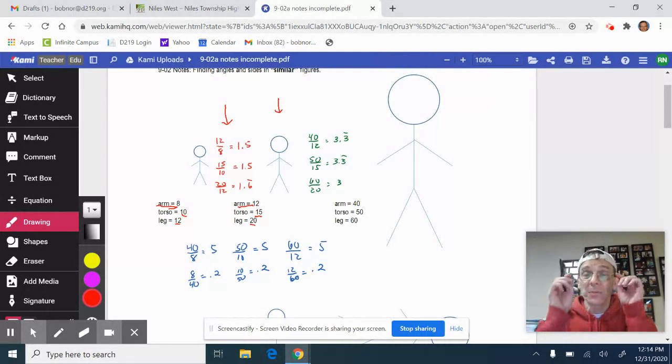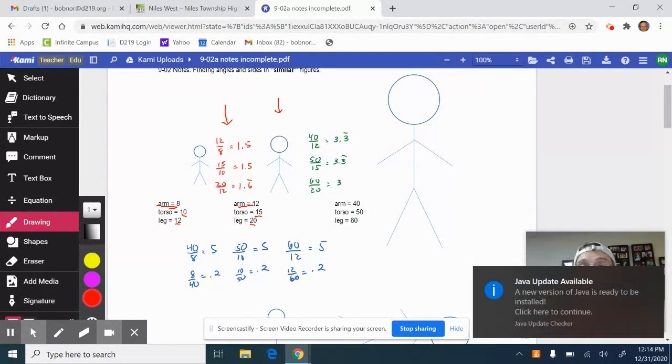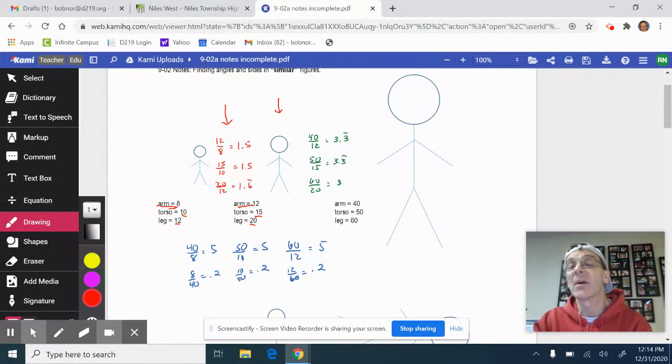In order for figures to be similar, one requirement for the mathematical definition of that word is that all of the ratios of the corresponding length measures must be exactly the same. In other words, any length measure you take from one must be the same multiple of its corresponding length measure as any other measure you take from the one. Always the same multiple, okay? And we see the multiples here are 1.5, 1.5, 1.6 repeating. So those figures are not similar. They're close, but they're not.